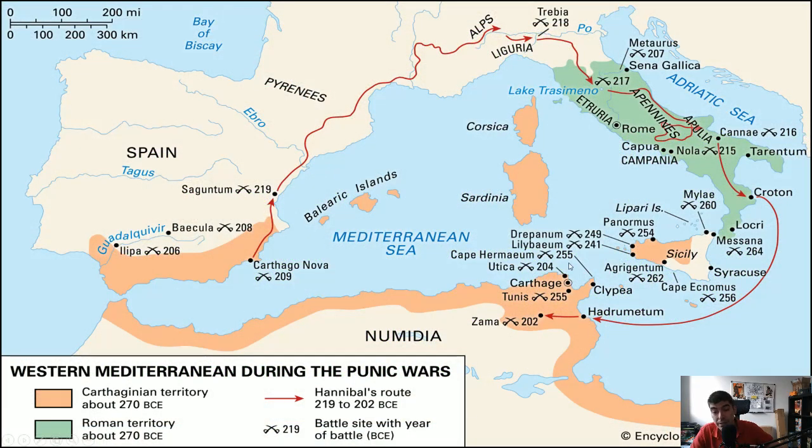Okay, this is the Second Punic War. This is the Second and the First Punic Wars, okay? And in the Second Punic War, this red line is the route of Hannibal. He attacked Sagunto, which is in Valencia, okay? And he went through the Pyrenees and the Alps and invaded the Italian peninsula and defeated the Romans four times in a row with this magnificent Battle of Cannae in the year 216, one of the best battles of history.